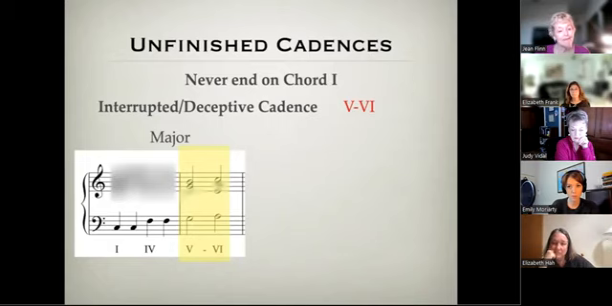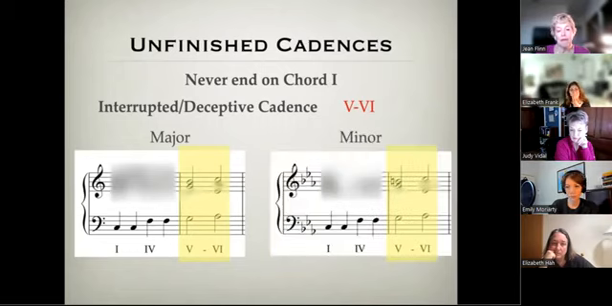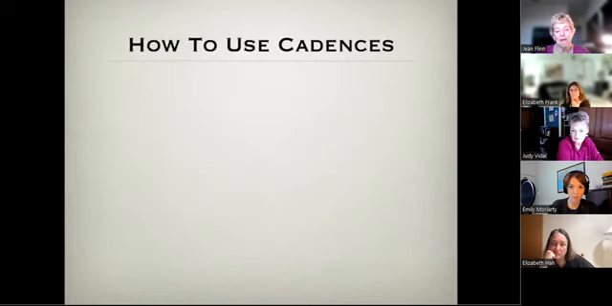You can hear how the music sounds as though it's going to go back to chord 1, but it doesn't. In comes this chord 6 instead. Have a listen to it in the minor key. I love the interrupted cadence in a minor key because chord 6 is actually a major chord, and so you get this wonderfully distinctive interrupted and deceptive sound. So those are the two unfinished cadences.